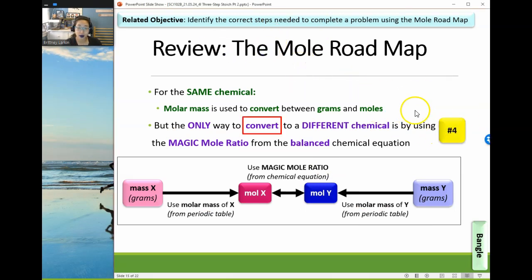This is going to be the answer to number 4. Go ahead and pause the video and fill in the blank with the word convert. Go ahead and take a few moments to do that and then continue playing when you're ready.